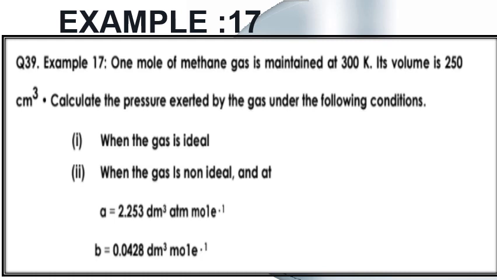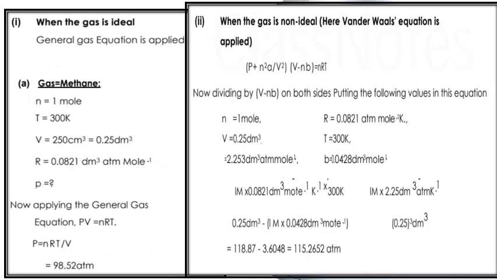1 mole of methane gas is maintained at 300 kelvins. 300 Kelvin is the temperature. Volume is 250 centimeter cube. Convert this centimeter cube into decimeter cube. Calculate the pressure exerted by the gas under the following conditions: when the gas is ideal, and when the gas is non-ideal, and the values of the constants are also mentioned here. Now in this, apply one by one both the equations, that is the general gas equation for ideal and the non-ideal gas.